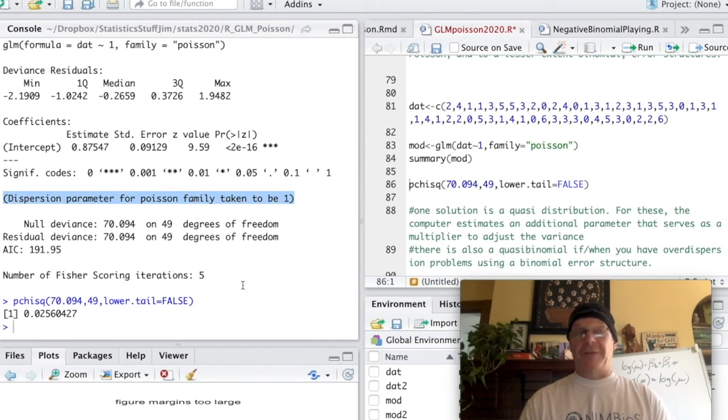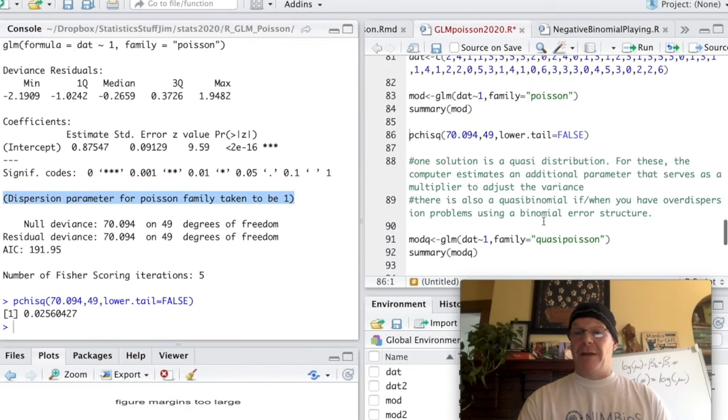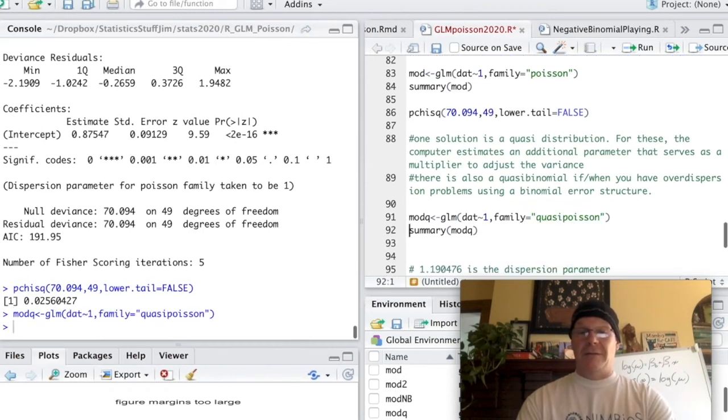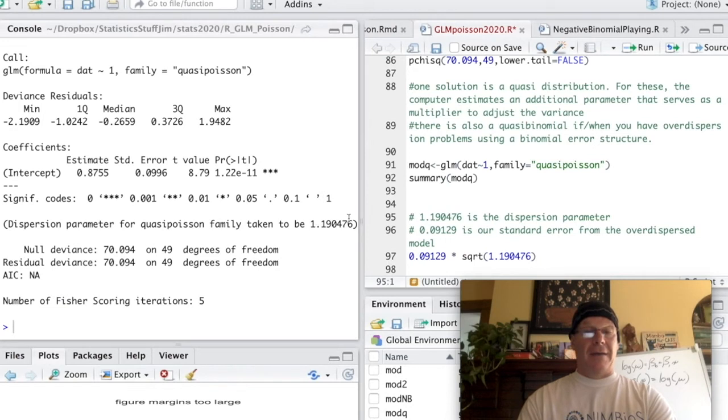There's also a quasi-distribution for a binomial built into the GLM, but we'll go ahead and use the one for a Poisson. It's simply family equals quasi-Poisson. So I'll go ahead and run that, and now I will look at what our output is. First, you can see that we no longer have a dispersion parameter that is 1. Instead it's 1.19, and that's going to serve as a correction factor for the uncertainty around our standard error, or the variance around our parameter estimate.